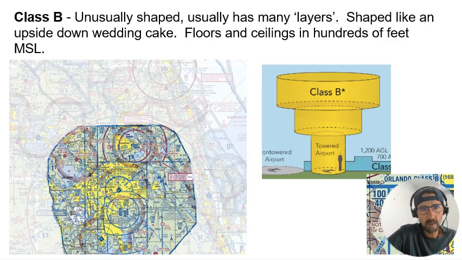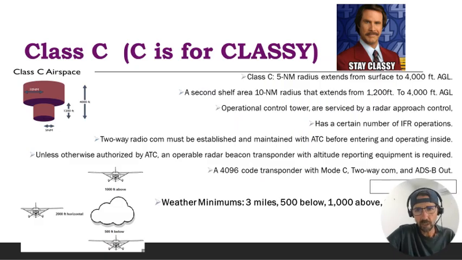Class B airspace is usually shaped like multiple layers. We already talked about that and what it looks like. Now let's talk about Class Charlie airspace. It's usually a 5 nautical mile radius that extends from the surface up to 4,000 feet, typically; sometimes it could be different. A second shelf is outward from that, a 10 nautical mile radius, usually from like 1,200 up to 4,000 feet. Operating control towers are serviced by radar approach controls.